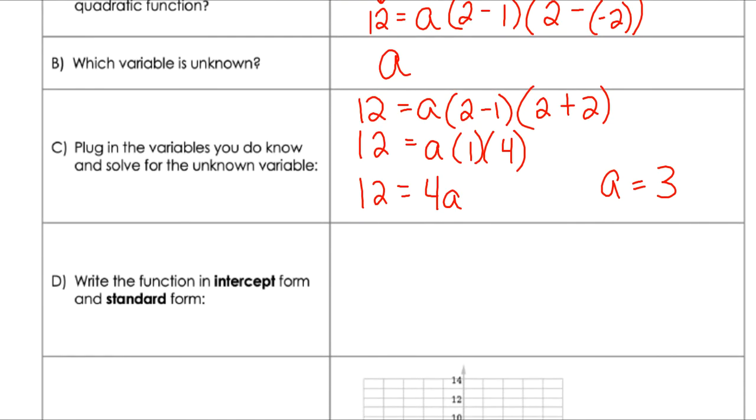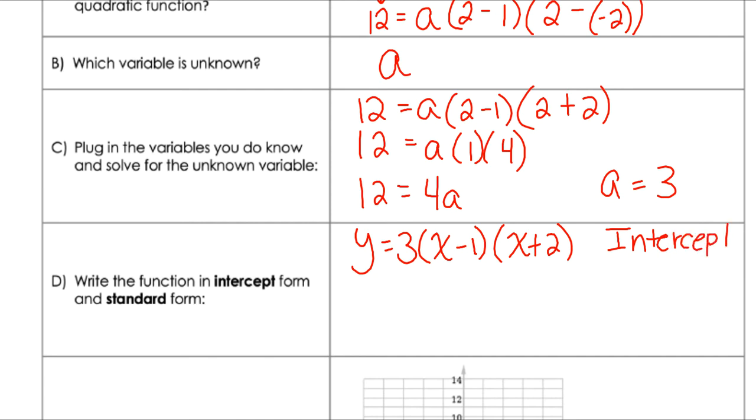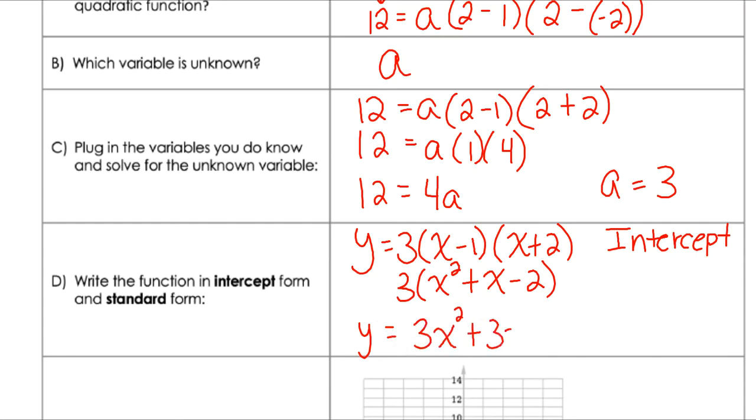Then I'm going to write the function in intercept form, so write it all out. So we're going to have x minus 1 and x plus 2 with that 3 plugged in for the a value. So that would be my intercept form. And then it also wants us to write it in standard form. So we're going to multiply that out. So I'm going to FOIL together the 2 binomials. I'm going to get x squared plus x minus 2. And then distributing that, I get y equals 3x squared plus 3x minus 6. And that is my standard form.